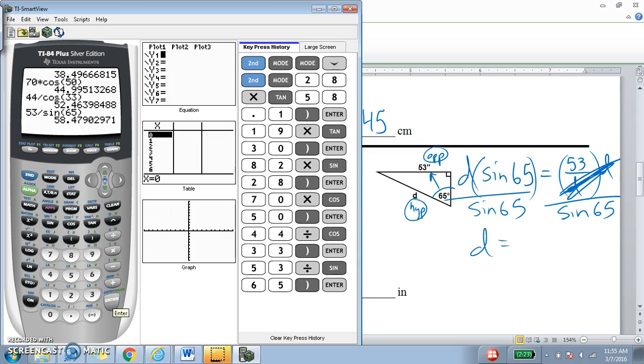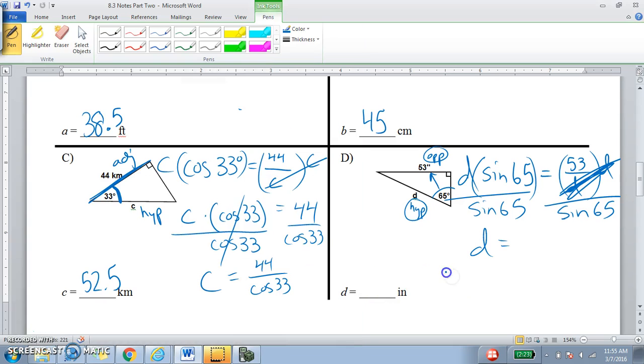When we type that in, we get 58.47. So the 7 rounds the 4 up to a 5. So 58.5 inches.